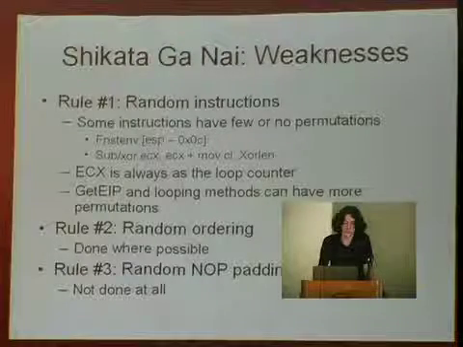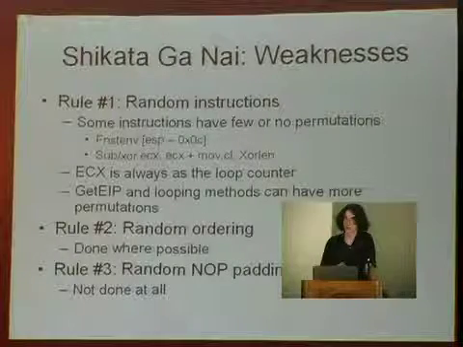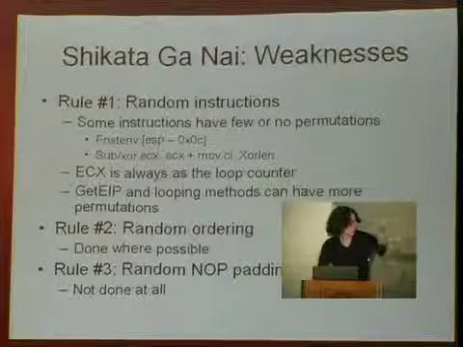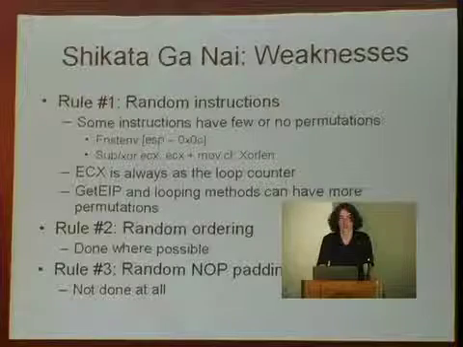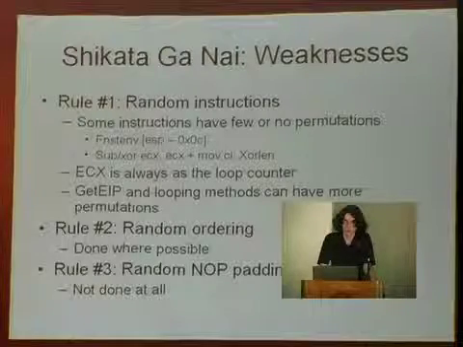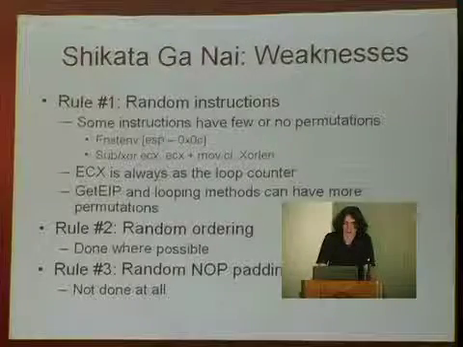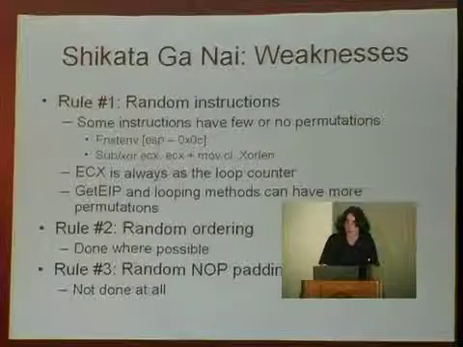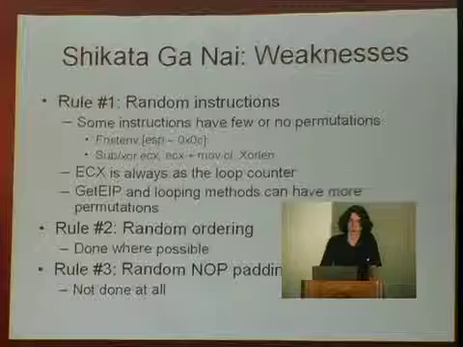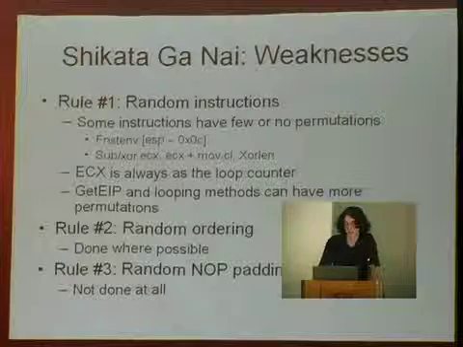The other thing is it always uses sub or XOR ECX to clear the ECX register, and then always uses the same instruction to move something into that register. So that instruction chain also has very few possible permutations, which makes it weaker to analysis. The other thing is that ECX is always used as the loop counter during the decoder loop, and the get EIP and looping methods could have more possible permutations. For example, they always use the loop instruction to loop, and they always use the FPU FNSTENV instruction to get EIP, but there are more possible permutations of this than just that.